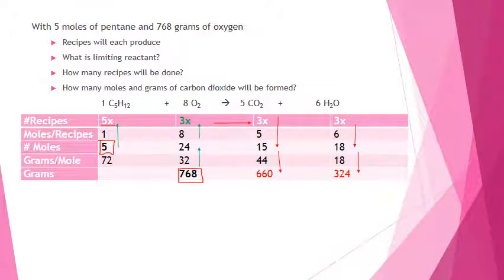And then for the oxygen, you have to figure out how many moles first and then figure out how many recipes. So 768 divided by 32 grams per mole gives me 24 moles. Then each recipe needs 8, so you divide 24 into groups of 8 to get 3 recipes. Now if you compare these two numbers, you can see that 3 is less than 5, so you can only do the reaction 3 times. So bring the 3 over here.